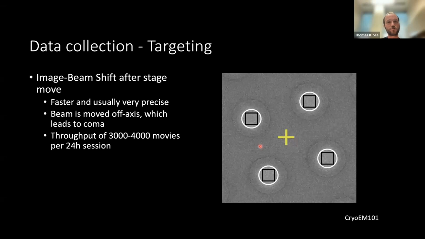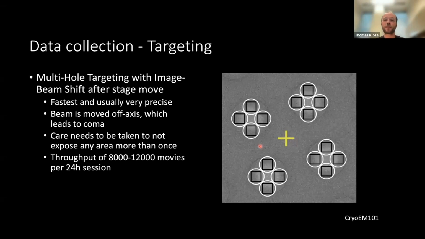And then if you push this to an extreme, and this is actually what is done most of the times these days, you're not only taking 1 image per hole, but you, in this case, take 4 images per hole. So you still move your stage to the central position, and then you can take, instead of 4 images, you can take 16 images.